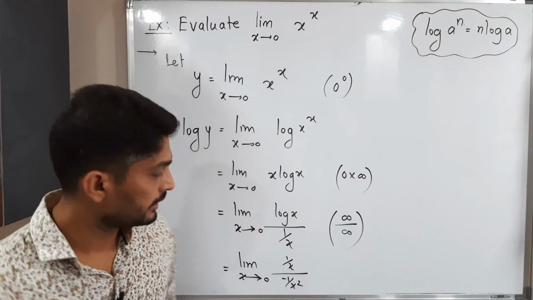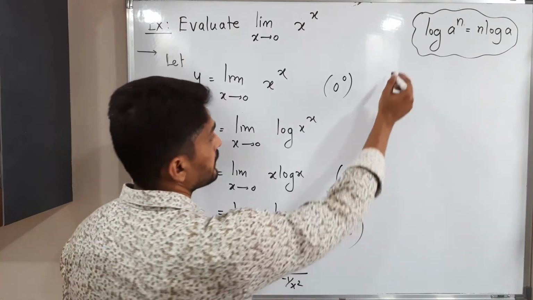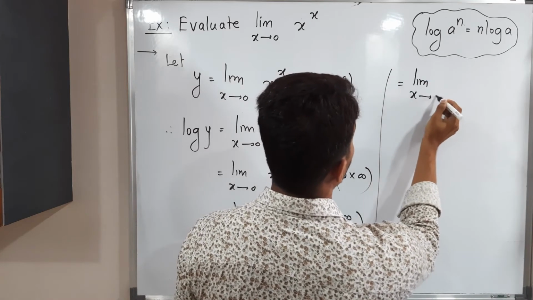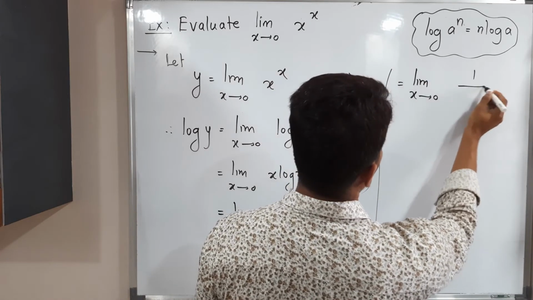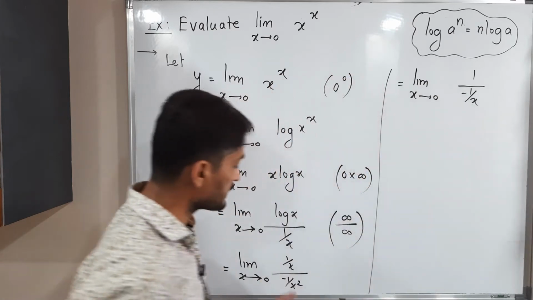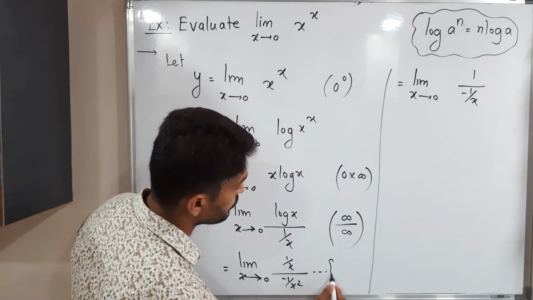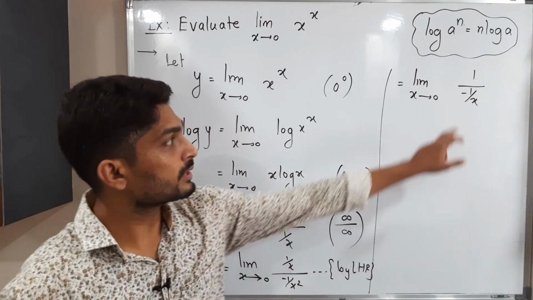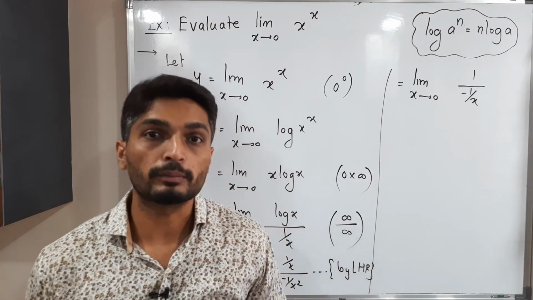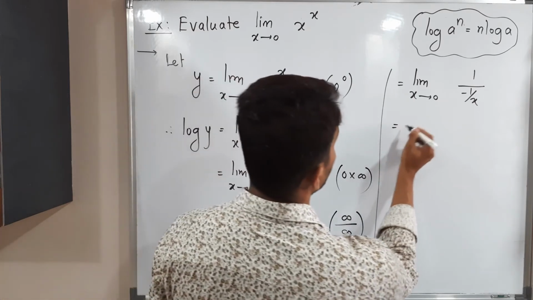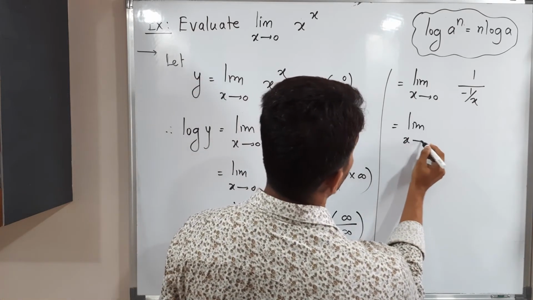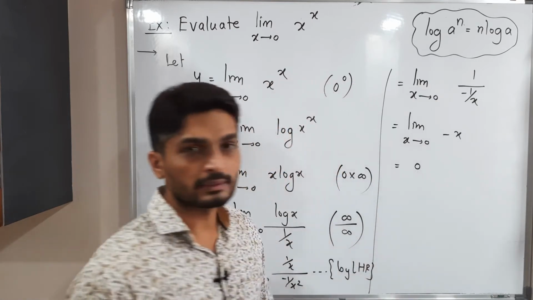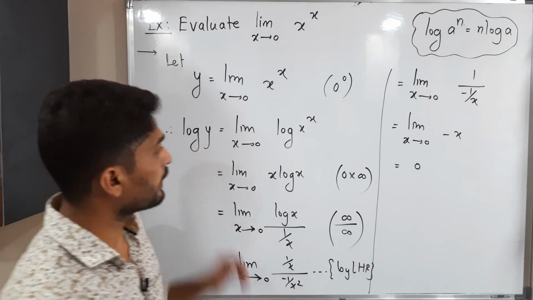We can cancel one x from this x and this x. So this is equal to limit x tends to 0 of 1 upon minus 1 by x, after cancelling one x, by L'Hospital's rule. Now this x is in the denominator of the denominator, so it will go to the numerator. So this is equal to limit x tends to 0 of minus x. If I apply the limit, you know that minus 0 means 0. So this is the value of log y.